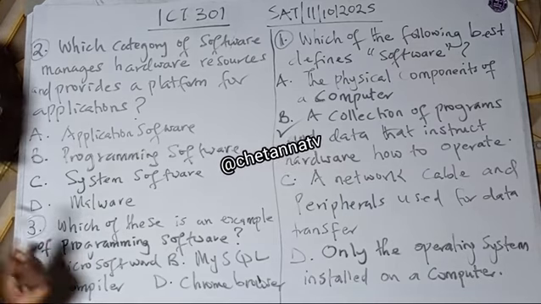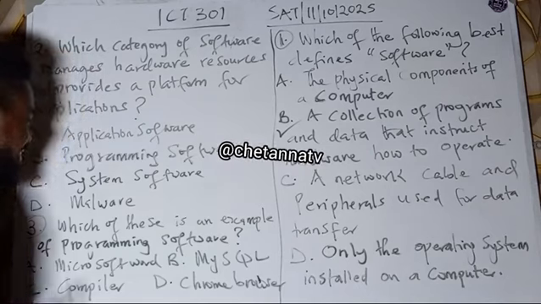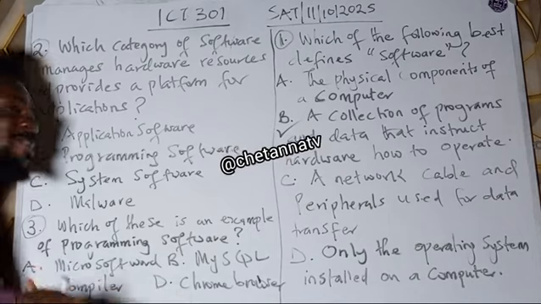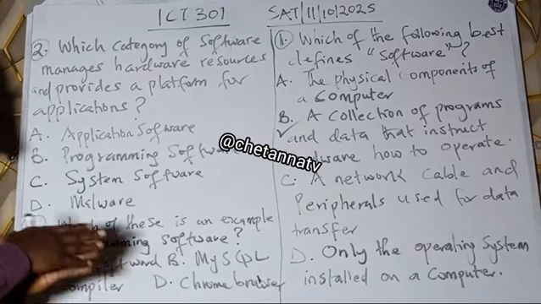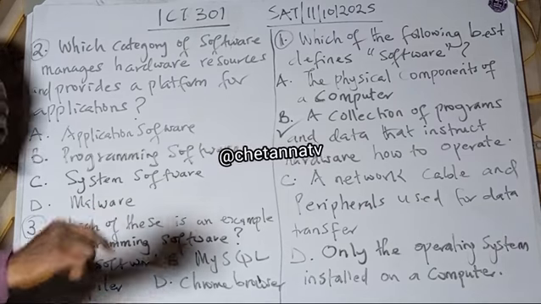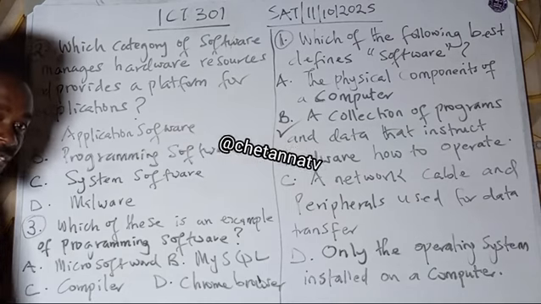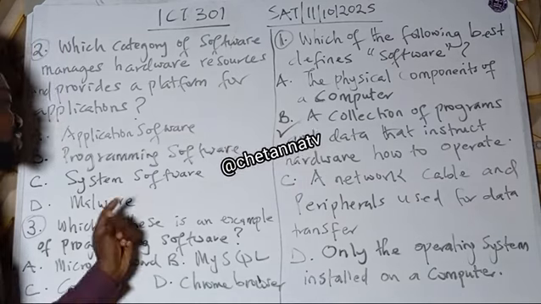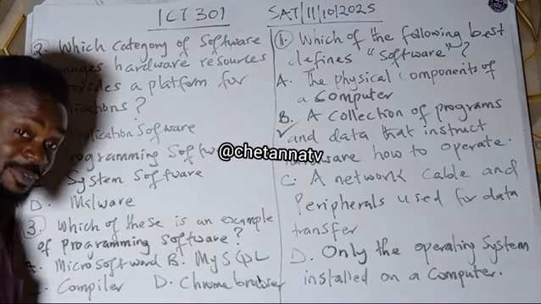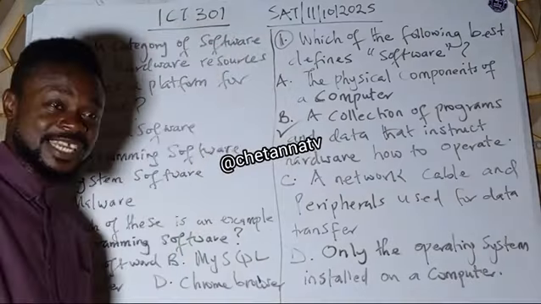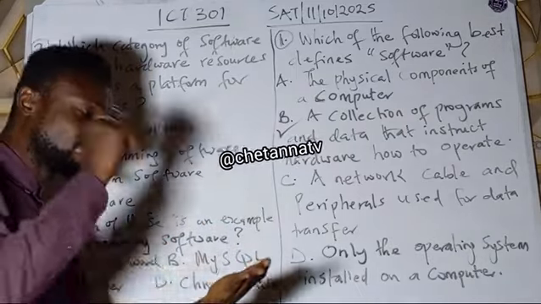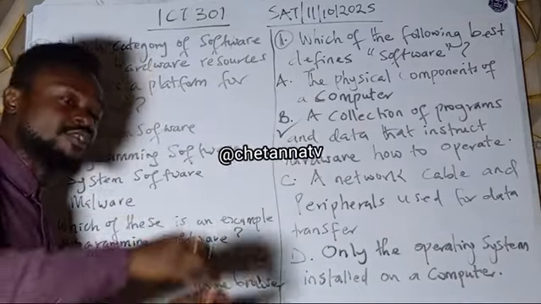C says system software. Yes, system software is there to manage the hardware resources, at the same time provide a platform for applications. In fact, if you buy a device and there's no system software installed before it comes in, the device will just be there looking at you. It will not do anything. It needs system software to run, even for you to boot it, to open it.